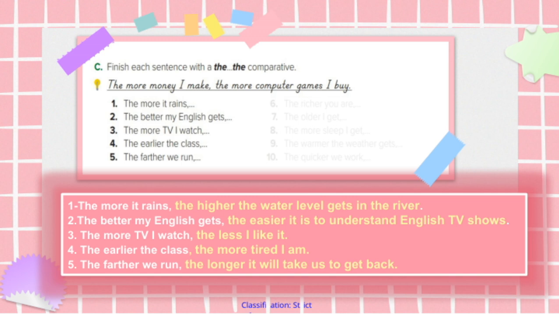And finally, the farther we run, the longer it will take us to get back. This is a straightforward way to explain that increasing distance naturally results in a longer return time, connecting distance and duration. Overall, these examples reinforce the idea that the more we explore or do something, the more it impacts another aspect, whether it's a positive or negative effect, highlighting how interconnected actions and outcomes are.